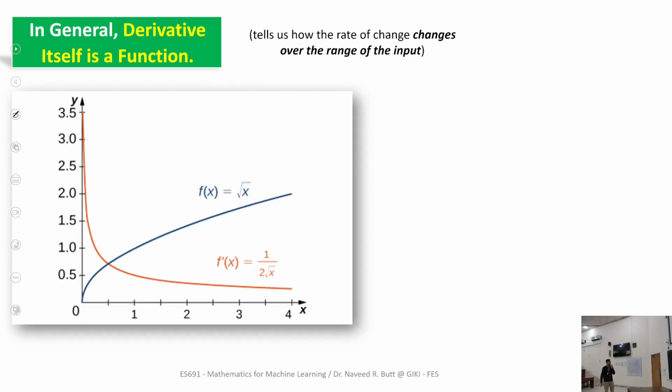For example, in this case the blue color is the function, the principal square root, and the orange one shows the rate of change, and notice that the rate of change is not constant, right. The rate of change itself is a function. Here the function is changing much faster, so the rate of change is getting high values, but as you approach this part the rate of change slows down, right. So you can see the rate of change is slowing down to some steady value.